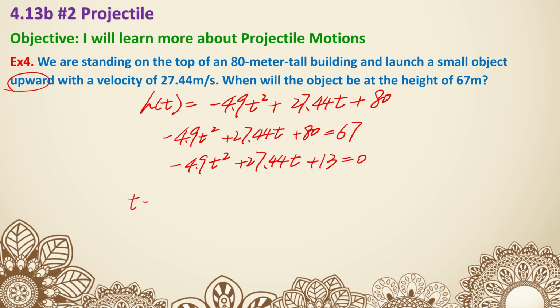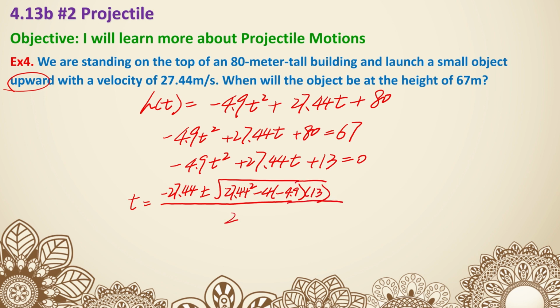Let's solve the equation. t equals negative b, which is negative 27.44, plus or minus the square root of b squared, which is 27.44 squared, minus 4 times a, which is negative 4.9, and c is 13, all over 2a, so it's 2 times negative 4.9. We're going to have negative 27.44 plus or minus, and inside the square root is going to be 1007.7536. Please keep all the digits and always use your previous answer in your calculator to get the precise answer.